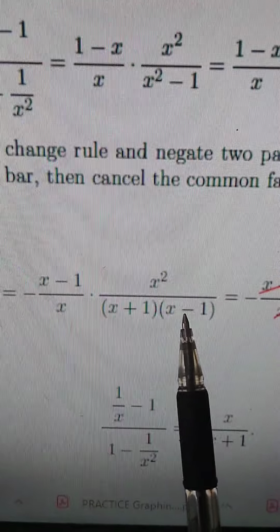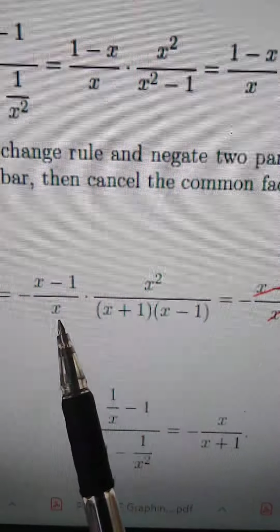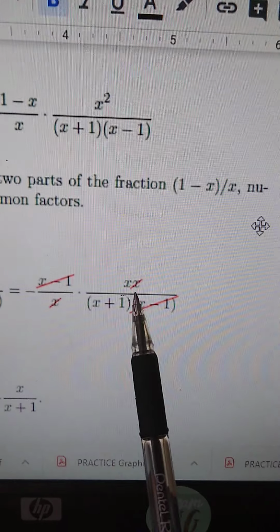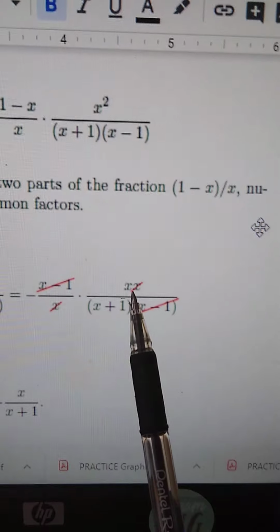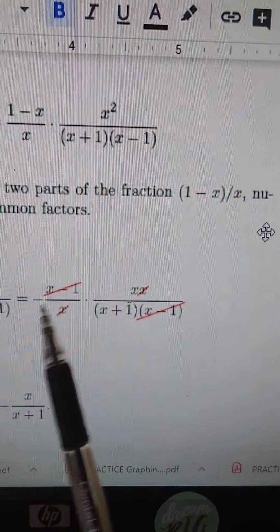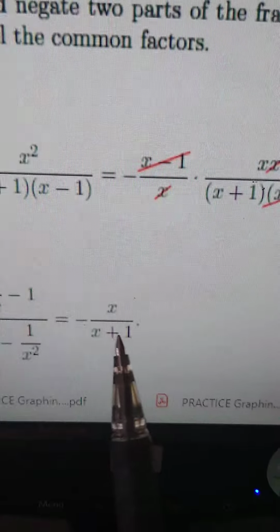And now I see several things cancel. X minus 1's cancel. And this x would cancel with one of these x's. So you see the x minus 1's canceling. X squared is the same as x times x. So one of the x's cancels. So I'm left with a negative in the numerator and x in the denominator and x plus 1. So it looked like this as a final answer.